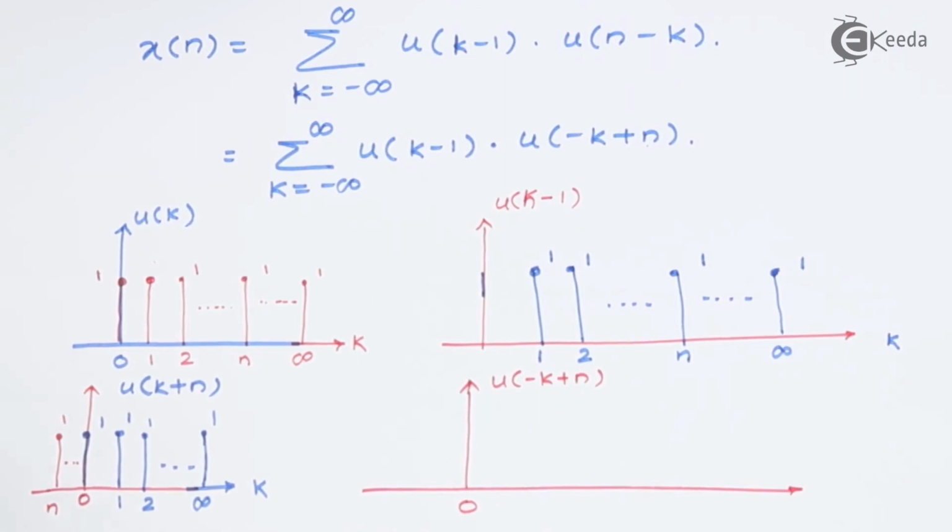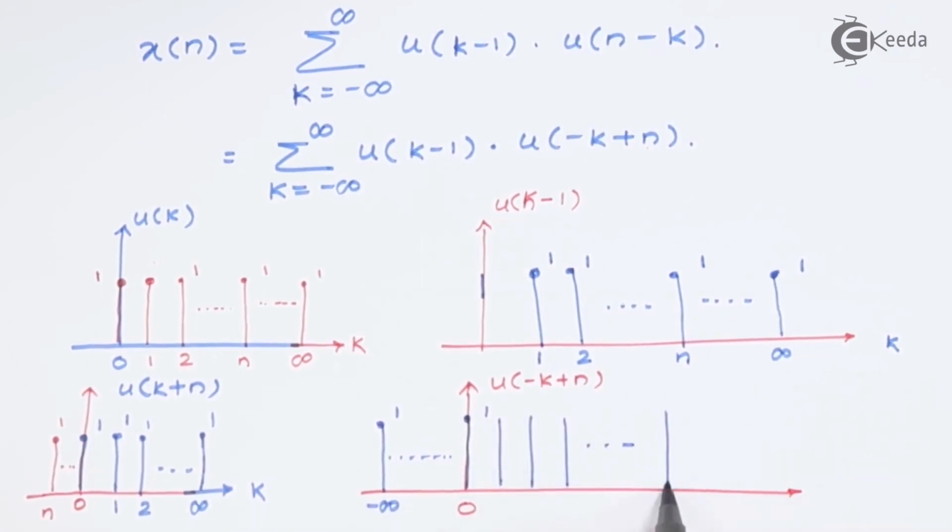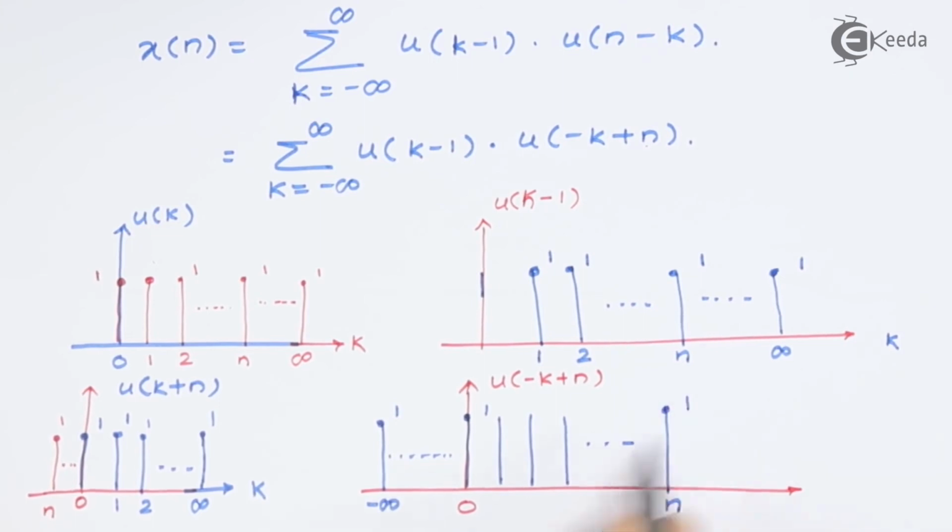So how will you draw the mirror image? We'll multiply a minus sign with each and every instant of time. So this graph will start from minus infinity and have amplitude 1, and it will continue to this n value, because here the graph started from n and this n is on the left-hand side.